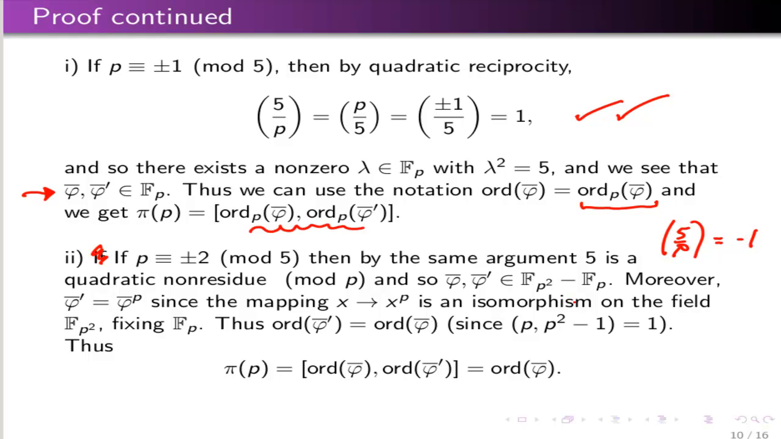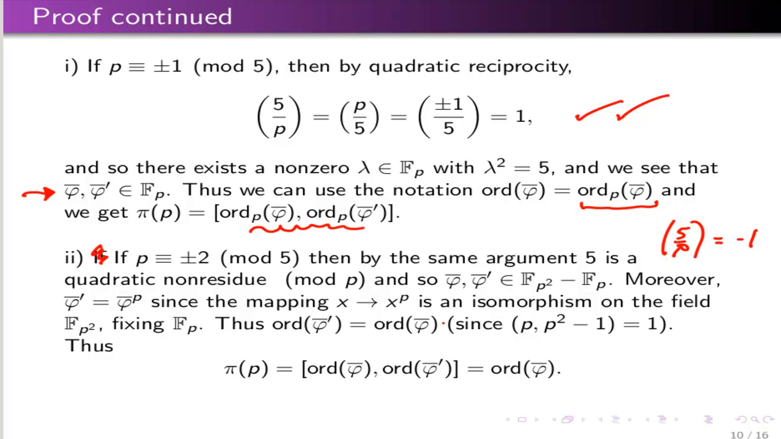So you'll recall that in F_{p^2}, we've got an isomorphism where x goes to x to the p, and therefore these two conjugates are related. So phi prime bar is just phi bar to the pth power. So that's how you go from one conjugate to the other. You just raise to the pth power. And therefore, these two elements are going to have the same order. So the order of phi prime bar and the order of phi bar itself are equal.